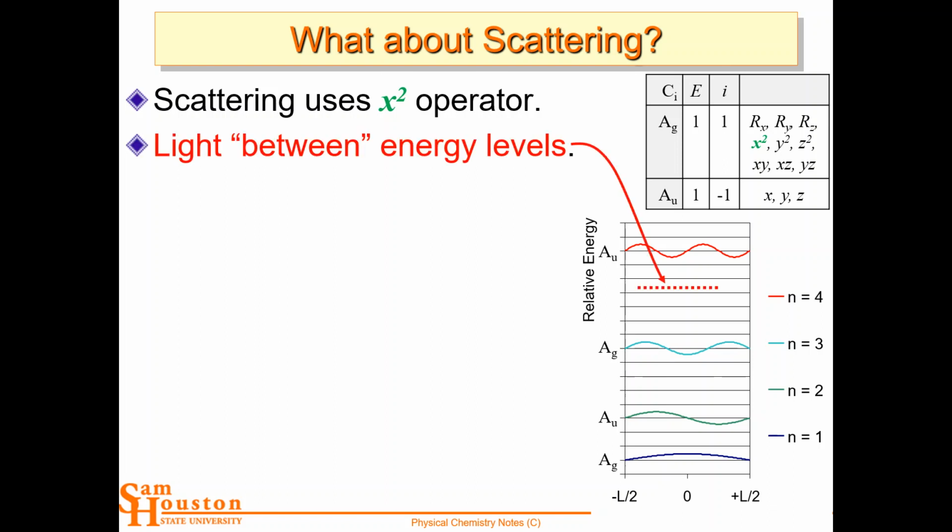And scattering is not absorption. Scattering is not emission. Okay, scattering is scattering. It's just like billiard balls, to use a photon concept.